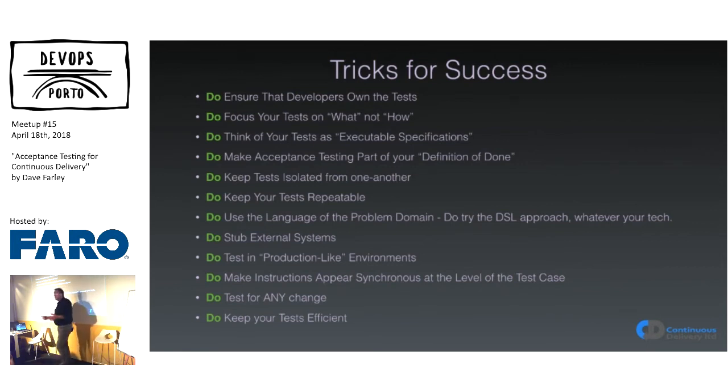Do test for any change. We tested for everything that we could think of. We tested scalability of our system, the performance of our system, the resilience of our system when bits of it were broken. We tested every user story, every acceptance criteria for every user story. Our default was that we'd write an acceptance test for it.